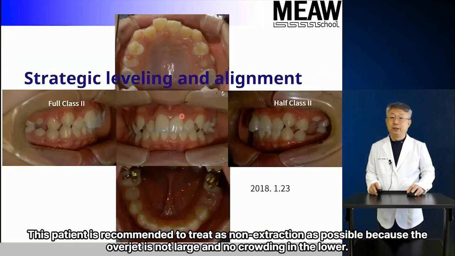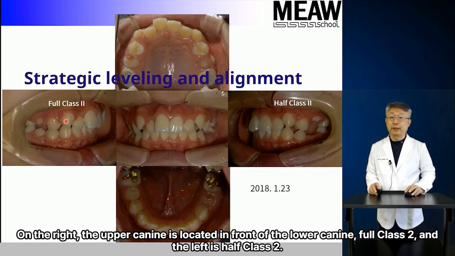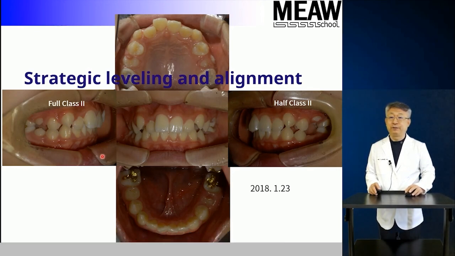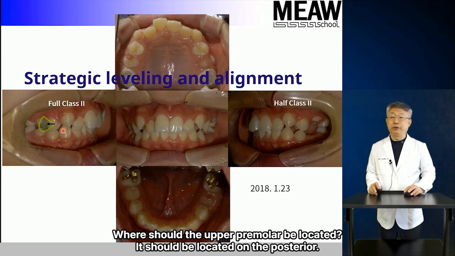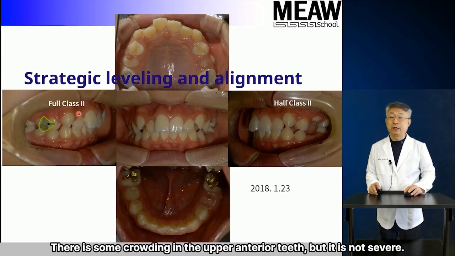This patient is recommended to treat as non-extraction as possible because the overjet is not large and no crowding in the lower. On the right, the upper canine is located in front of the lower canine, full class 2, and the left is half class 2. Where should the upper premolar be located? It should be located on the posterior. There is some crowding in the upper anterior teeth, but it is not severe.